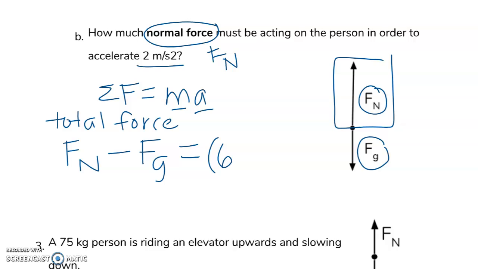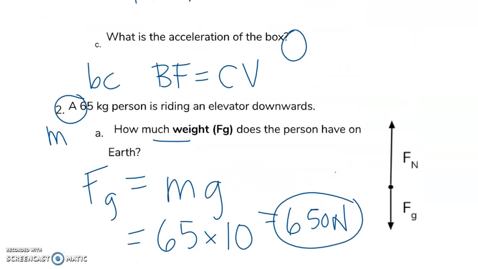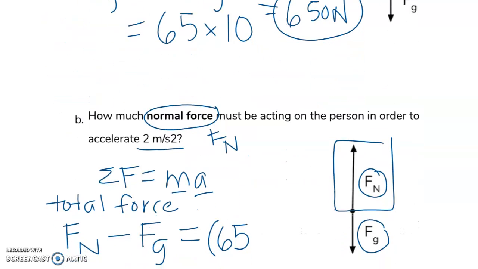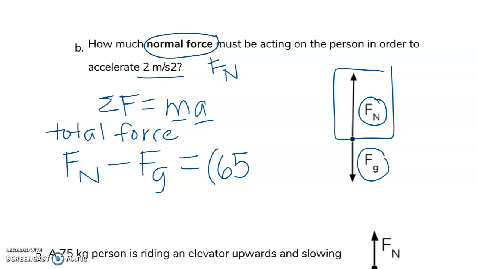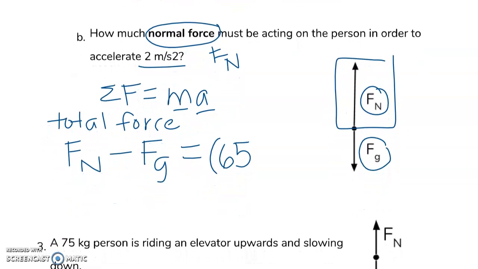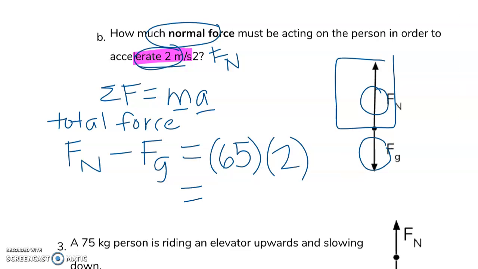And in this problem, the mass that's given is 65, given right here. And the acceleration, it tells me, is 2 meters per second squared. This is acceleration right here. So on the right side of the equation, I can multiply 65 times 2, and I can use my calculator to find that that equals 130 on that side.